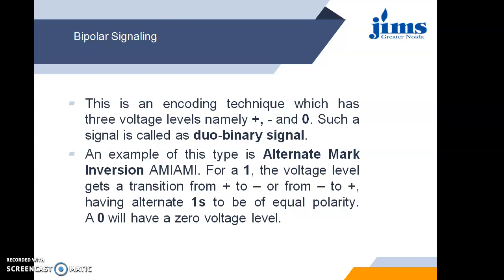In the bipolar line code technique we use both positive as well as negative polarities, but we use a special technique called alternate mark inversion. In this technique, for binary 1, the voltage level gets a transition. The voltage transitions from positive to negative and negative to positive. In case of binary 1, the voltage transitions from positive to negative, whereas for binary 0, the transition is from negative to positive. We will see it in the diagrammatic representation.